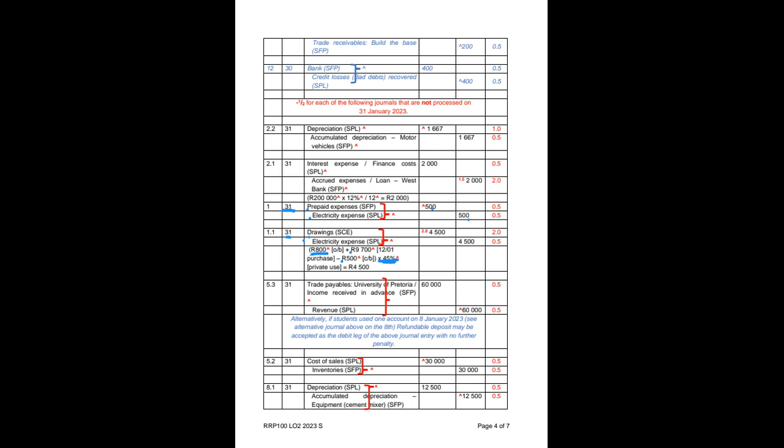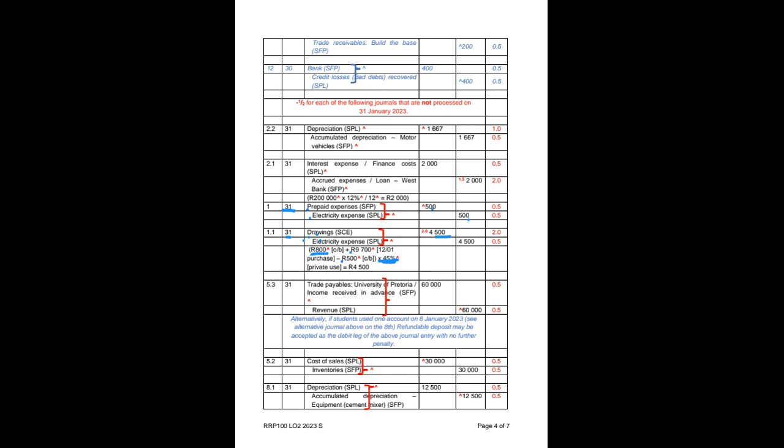So we see that we debit drawings and credit our expense, meaning that we decrease our expense, and the amount there is 4,500 Rand. That's the amount that we are removing. Okay, so that is point 1. So those are the things that we needed to do for point 1.